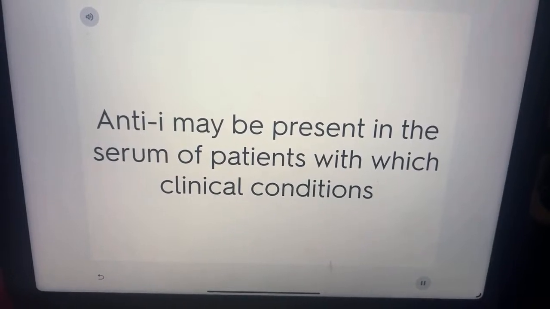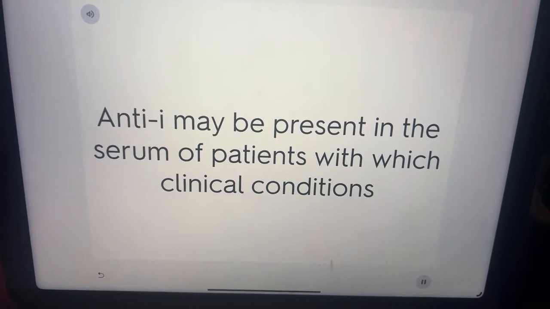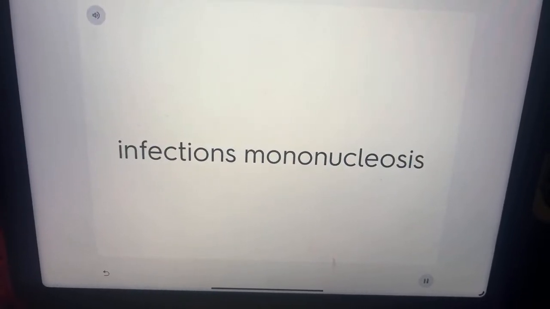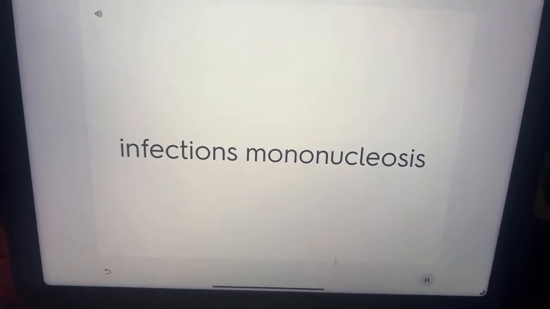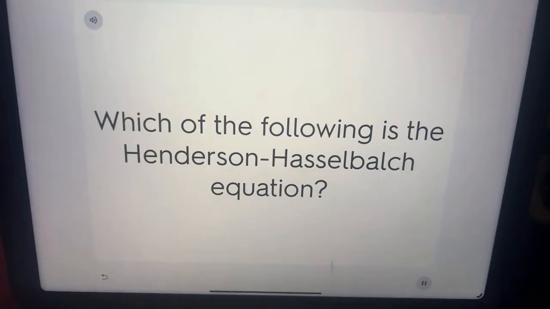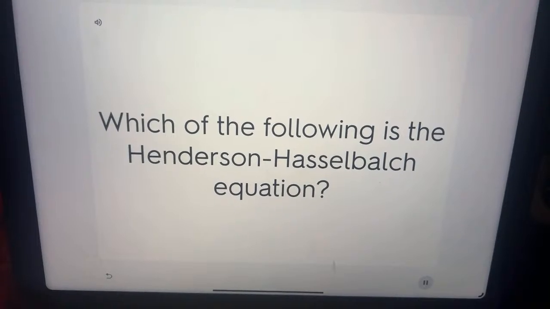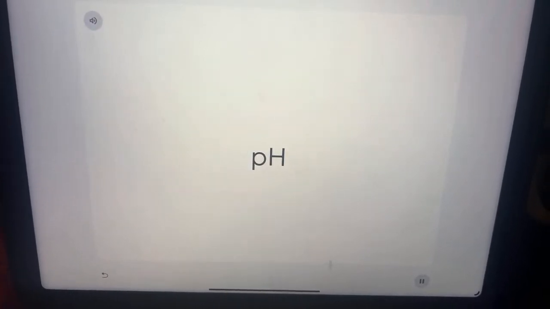Anti-I may be present in the serum of patients with which clinical conditions? Infectious mononucleosis. Which of the following is the Henderson-Hasselbalch equation? Telephone.